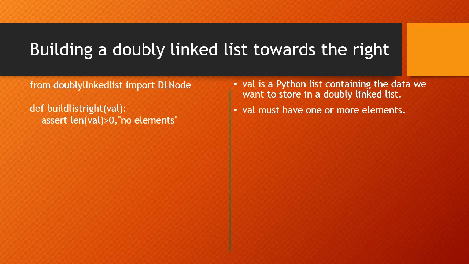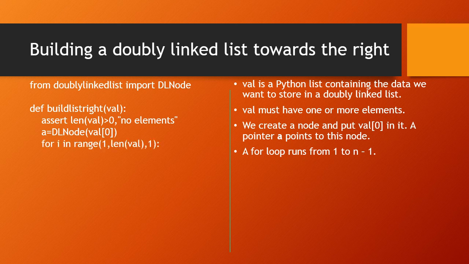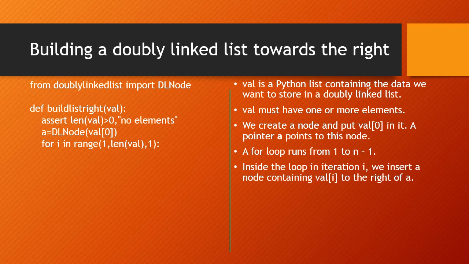So we write assert len(val) is greater than 0. Otherwise, we tell the user that there are no elements to store. We create a node and put val[0] in it. A pointer A points to this node. The code is A = DLNode(val[0]). A for loop runs from 1 to n minus 1: for i in range(1, len(val), 1).